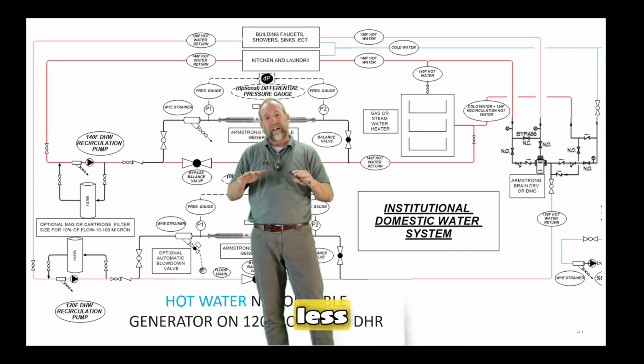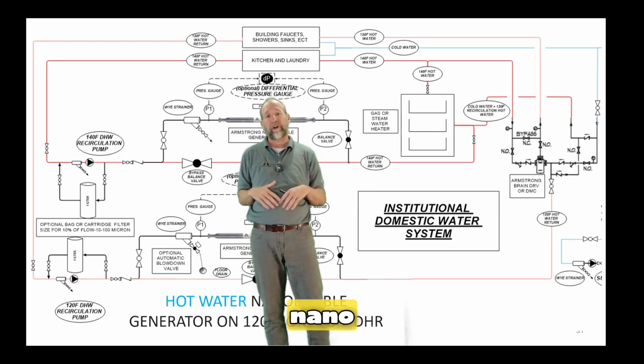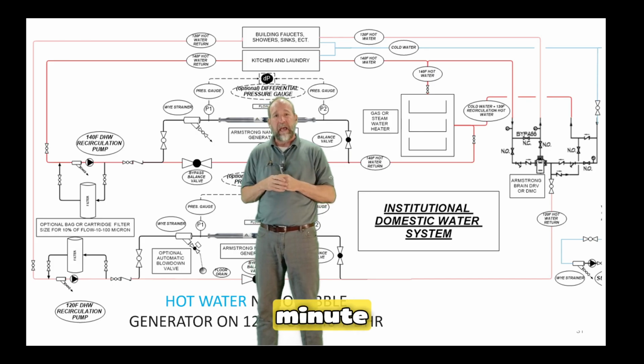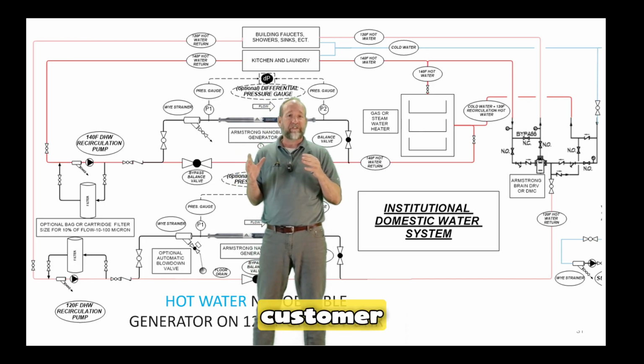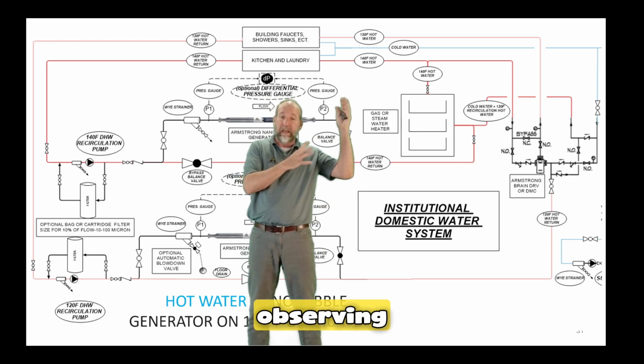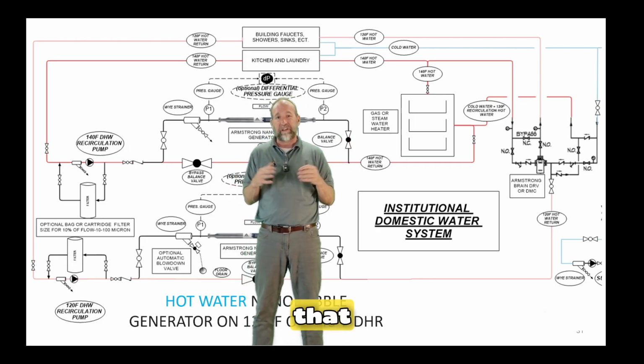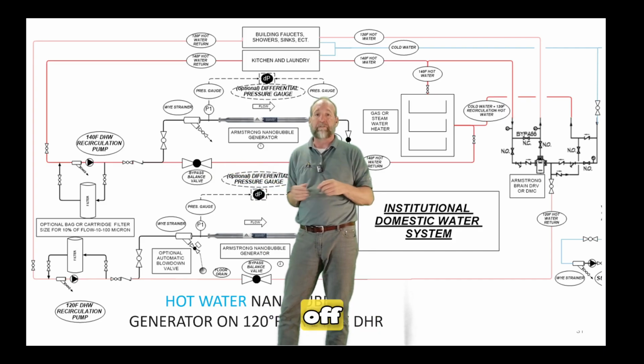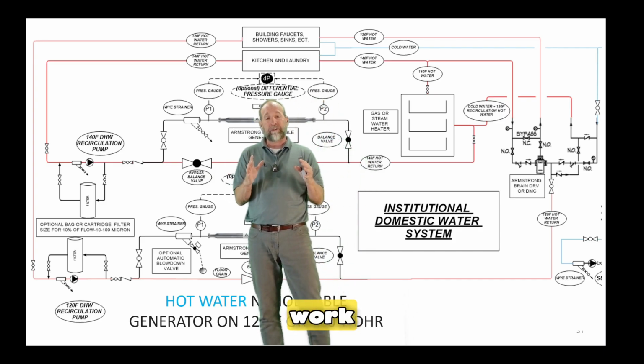So making less nanobubbles, lower flow makes less nanobubbles, higher flow makes more nanobubbles. So we might have you set this up at a 1 gallon per minute and just start like that and have the customer be very sensitive to observing and looking for any downstream issues that they have. And if they do, then opening this back up and backing it off. That's one strategy that we've seen work successfully.